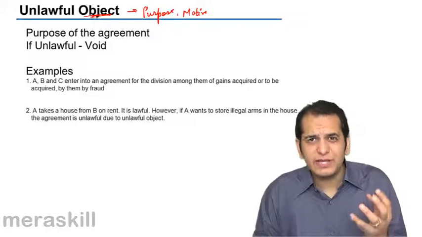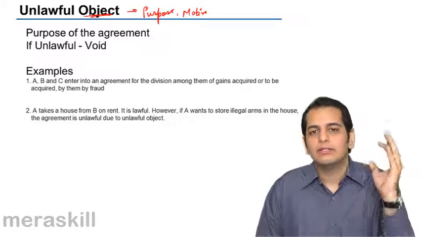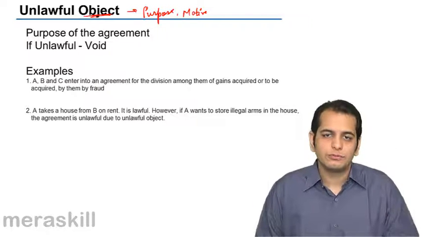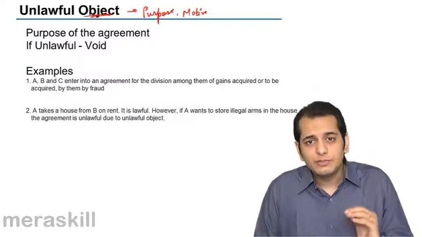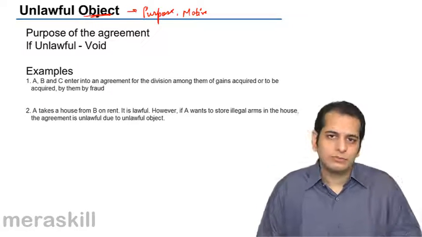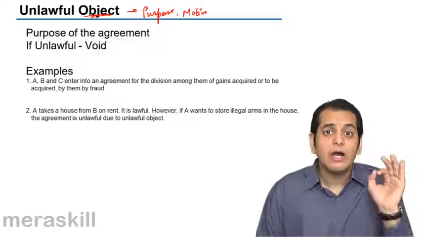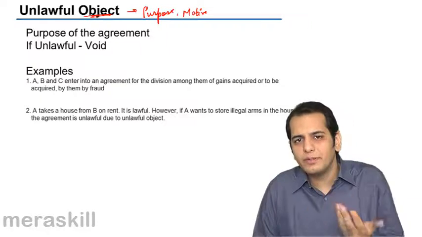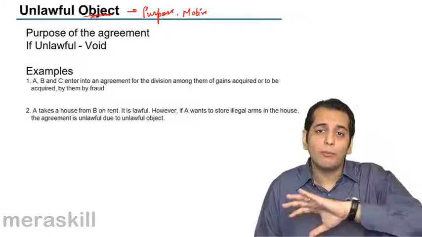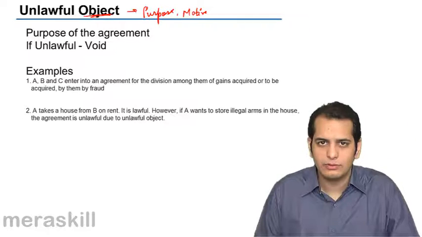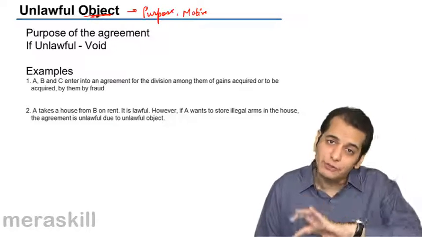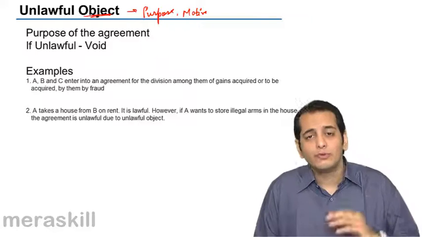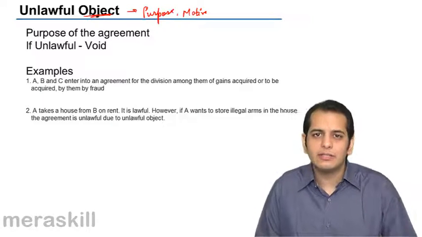This object needs to be legal or lawful. It needs to be as per law. It should not be unlawful. So something which is lawful will not be unlawful. So the law says the object should not be unlawful. Should not be unlawful means it should not be illegal. Now you also know the things which are illegal.